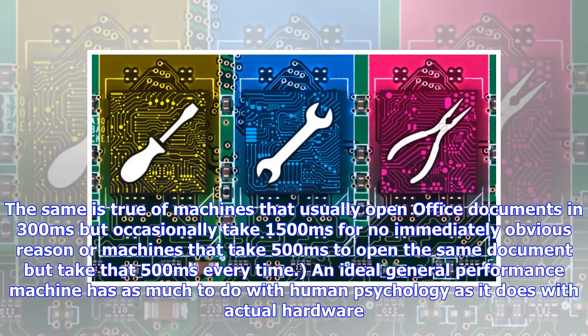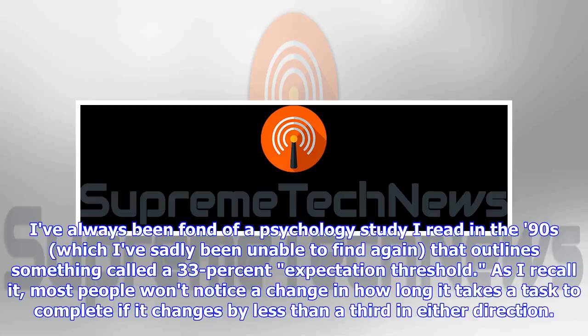The same is true of machines that usually open Office documents in 300 milliseconds but occasionally take 1,500 milliseconds for no immediately obvious reason, or machines that take 500 milliseconds to open the same document but take that 500 milliseconds every time. An ideal general performance machine has as much to do with human psychology as it does with actual hardware. I've always been fond of a psychology study I read in the 90s, which I've sadly been unable to find again, that outlines something called a 33% expectation threshold.